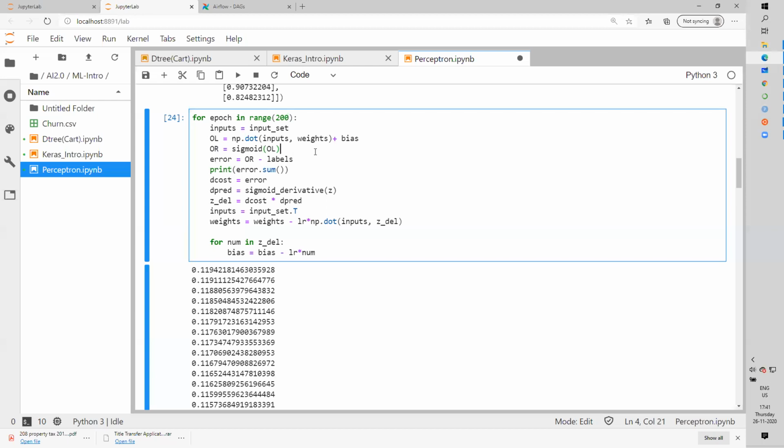Now, what is our error? Error is OR minus the labels. So this is our error, and we want to print the sum of the error. In fact, if we squared it, that would be even better, but we are not squaring it. We are directly summing it. That's okay, it's still fine.